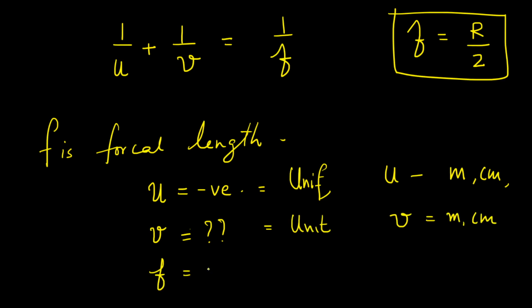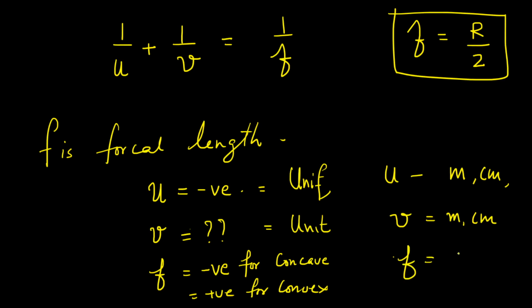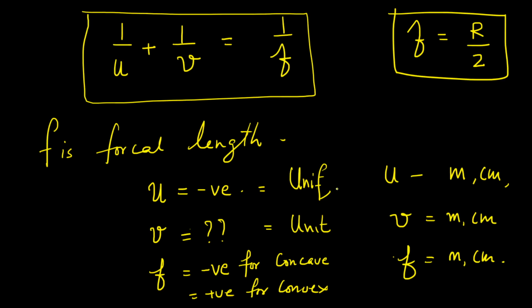F is pretty much the same story. Now F is negative for concave and positive for convex mirrors, and again the unit of F is meters or centimeters. Okay, so this is the formula. The only caveat, the only flag here, is to make sure that you use the sign convention. We're pretty much done with the sign convention.